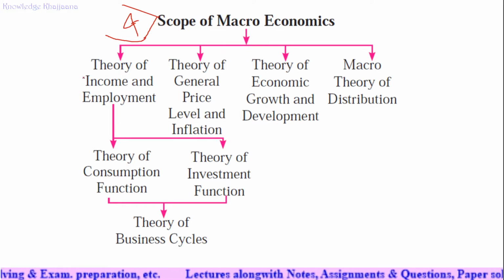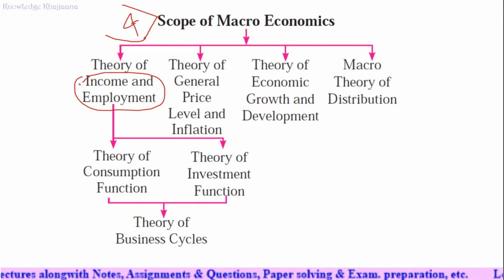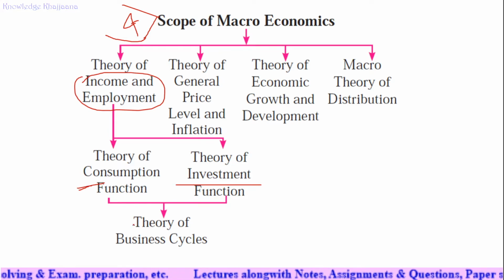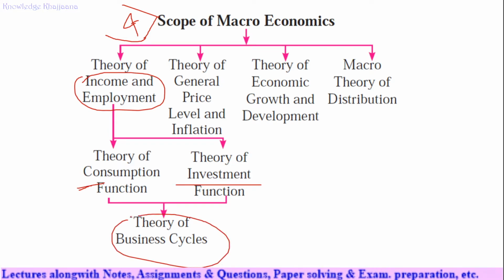Okay, theory of income and employment. This theory is based on the theory of consumption function, the theory of investment function, and also the theory of business cycle. The second theory is the theory of general price level and inflation. The third theory is the theory of economic growth and development. And the fourth theory is the macro theory of distribution. We'll see in detail.